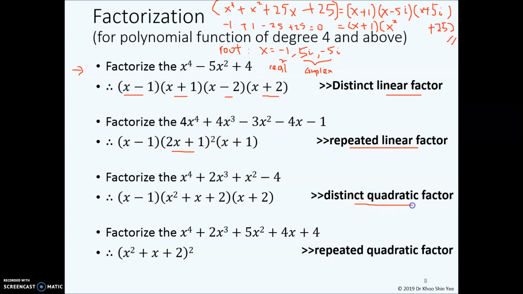And not only linear factors, you may also have a quadratic factor. For example, this is a linear factor, and I put L here. So repeated linear factor, repeated R. This is a linear factor, and this one is a quadratic factor, Q. And the last case, it is also possible that you get a repeated quadratic factor. Like in this case, this x squared plus x plus 2 here cannot be reduced further. If you reduce further, you will get a complex number. So this is our repeated quadratic.